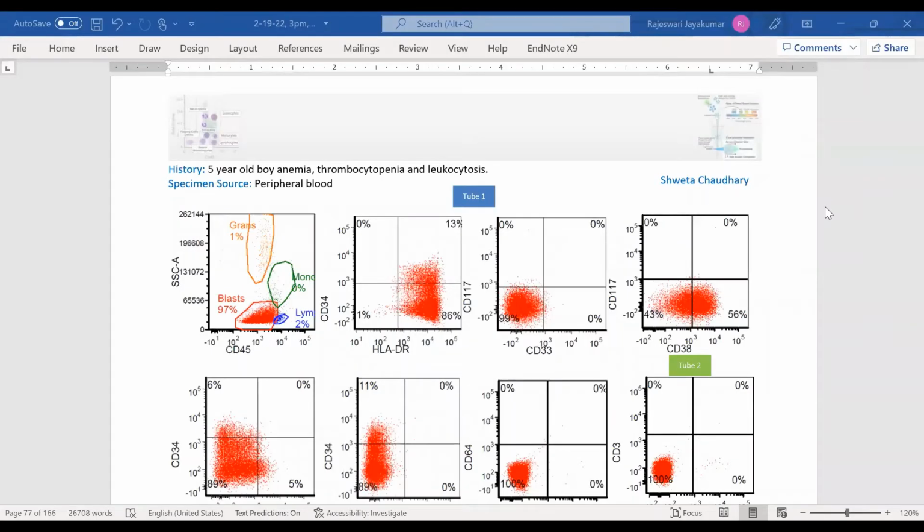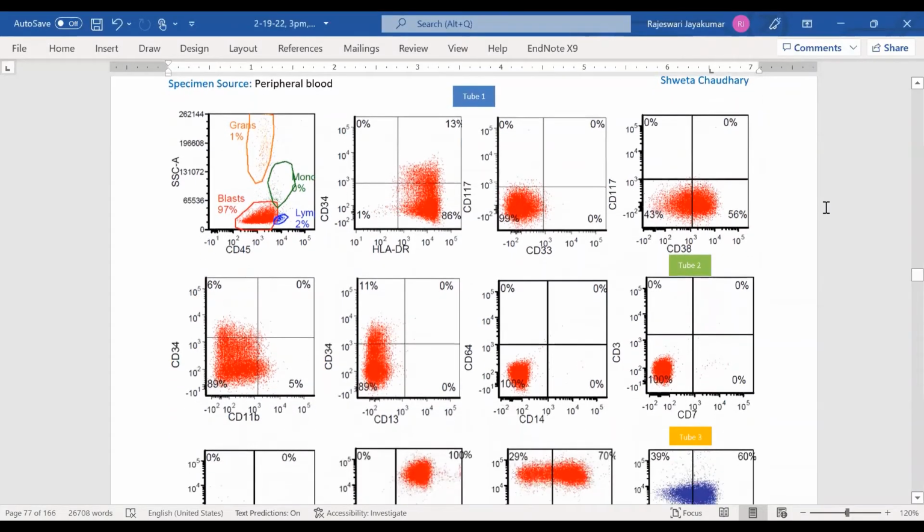Hello everyone, we are now going to go over the peripheral blood flow cytometry plots from a 5-year-old boy who presented with anemia, thrombocytopenia, and leukocytosis. So when we see CD45 versus side scatter, we see there are scant number of cells in the lymphocyte gate, which is defined by bright CD45 and low side scatter.